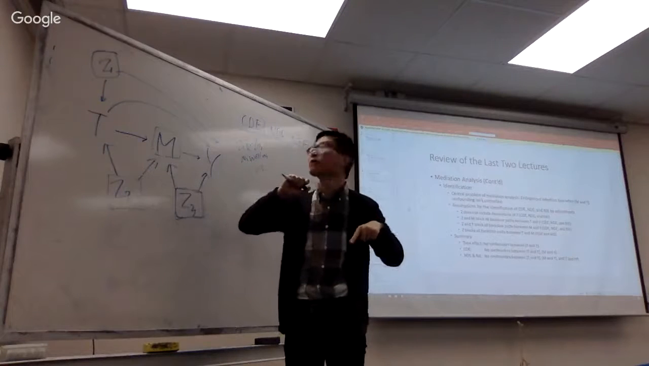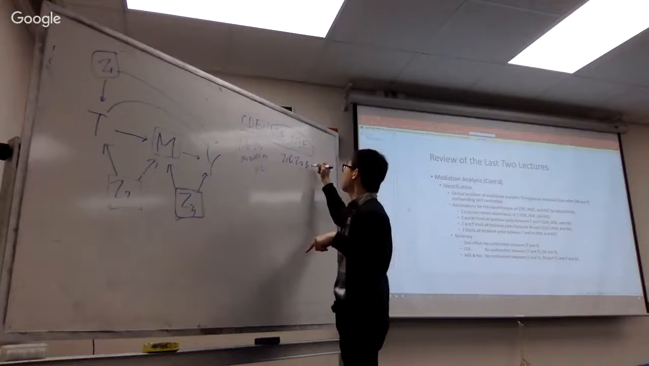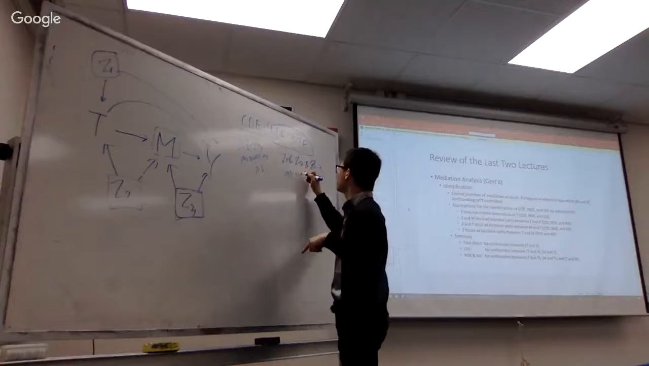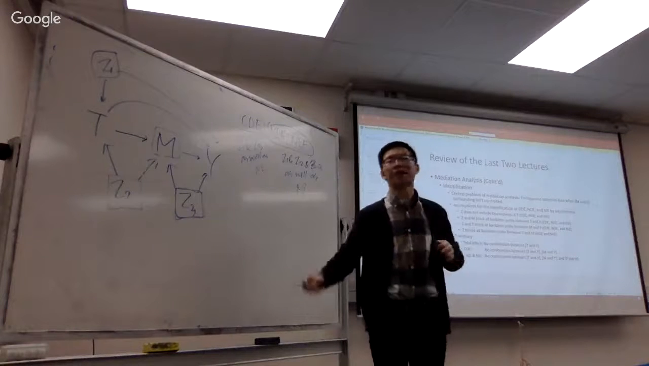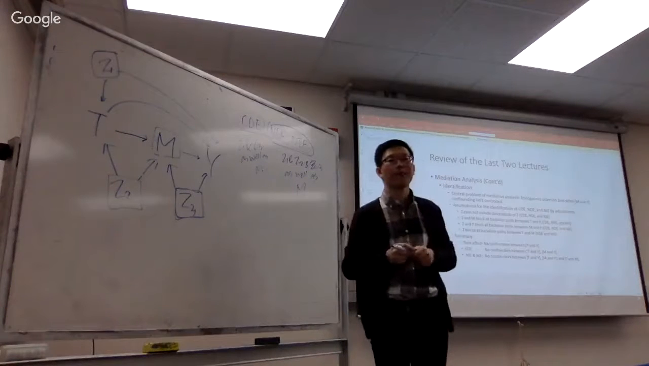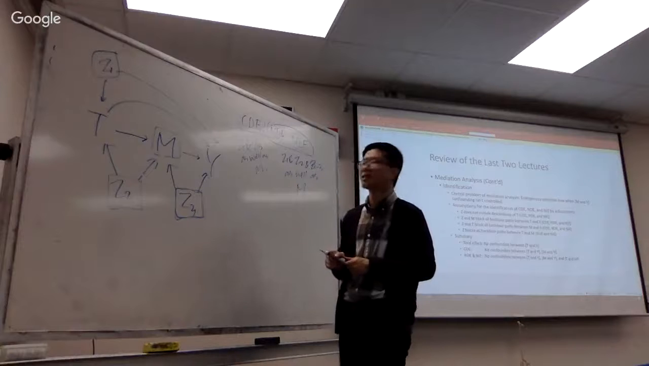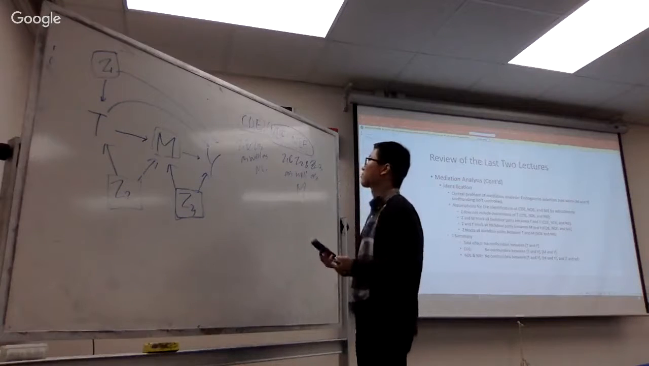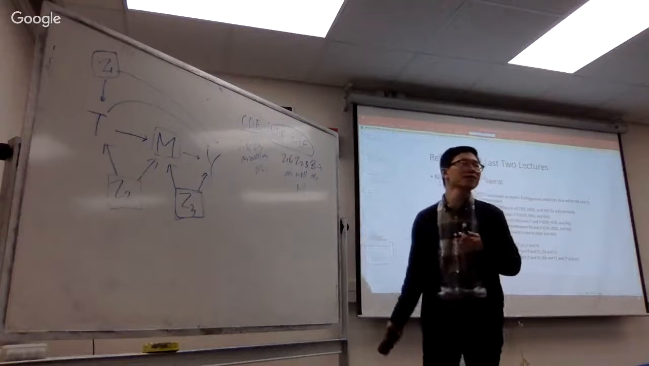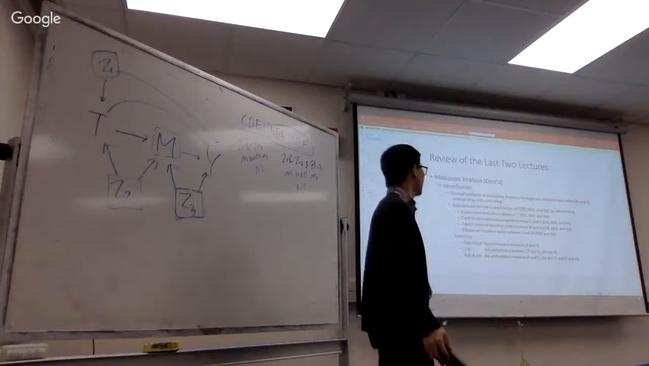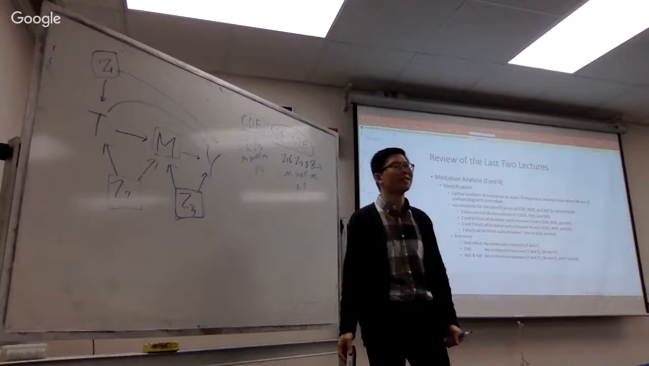Okay. So for these two, Z1, Z2, Z3, as well as M should be controlled to identify NDE and NIE. Good. So that's why Felix said there's one more condition or assumption to identify them. Okay.